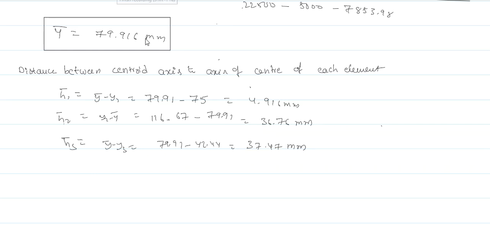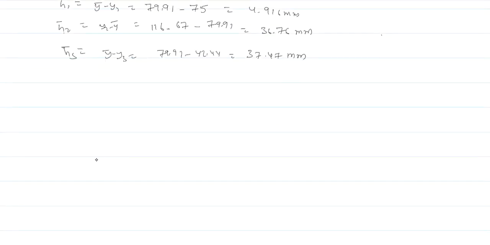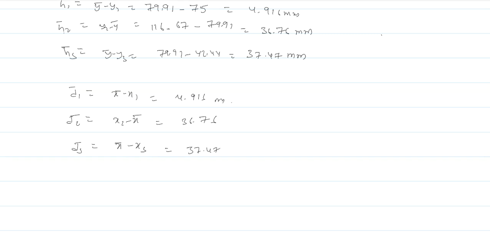Similarly, distance between the centroid axis of x and x bar. So that is d1 bar is equal to x bar minus x1, d2 bar is equal to x2 minus x bar, d3 bar is nothing but x bar minus x3. So if you substitute the values, you will get the same values because x bar, x1, everything will be same. According to the diagram, you will get similar values. Dimensions are very important. Don't forget to write the dimensions. That is d1 bar, d2 bar, d3 bar.